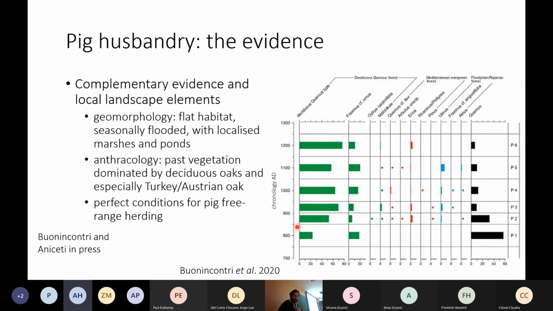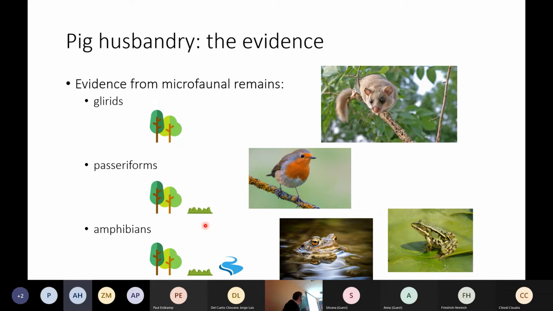And if we look at the complementary evidence from geomorphology and anthracology, we see that the habitat there had abundant water, and so it was very well suited for pig herding. And anthracological analysis suggests that there were several oak forests surrounding the settlement, and so not just favorable for pig herding, but favorable for free-range pig herding. This is also supported by microfaunal remains, the fact that we have species that highlight the presence of both forested and open areas and abundance of water. So all this evidence together may hint towards the fact that free-range pig herding was being practiced at the site.